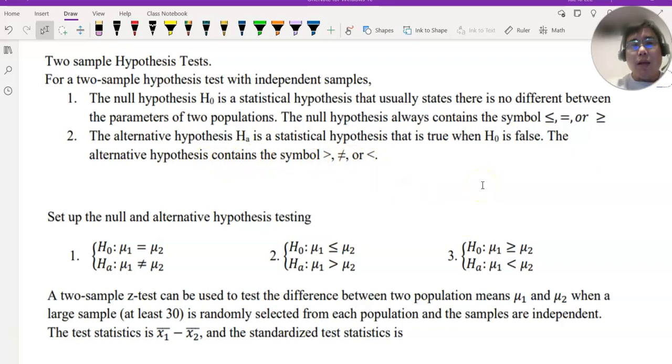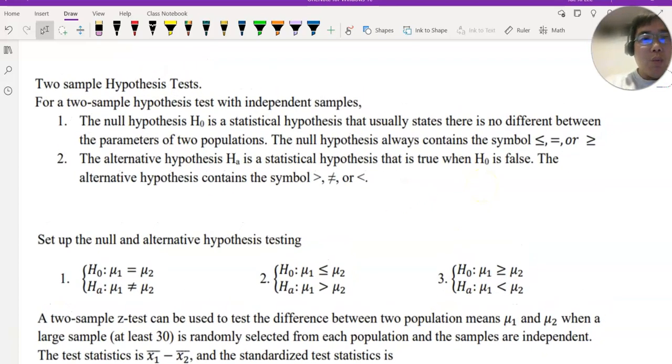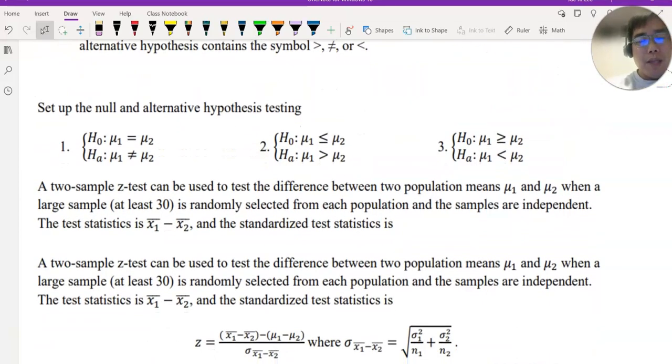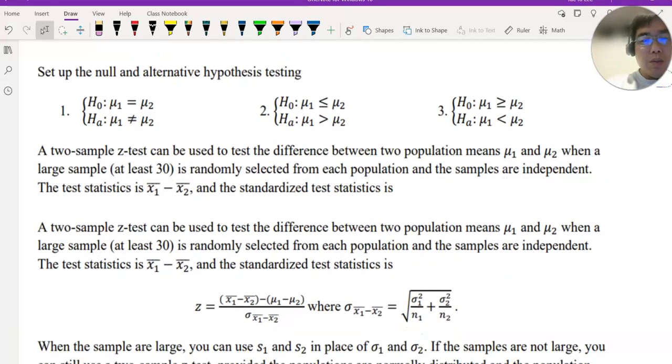But here I'm going to underline one thing: there is no difference between the parameters of two populations. That's the key point here. I will explain what that means a little bit later. Now, set up the null and alternative hypotheses. First, H0: mu1 equal to mu2, HA: mu1 is not equal to mu2. This case represents a two-tailed test.